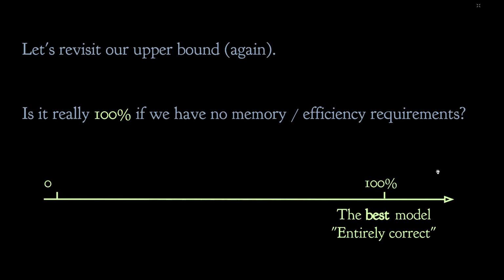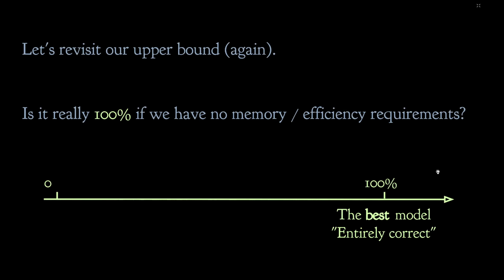So there's one other thing that I want to come back to here. Let's revisit that upper bound again. Imagine that we would have no memory or efficiency requirements, and we would just be able to keep the entire database, maybe in memory or some other way. Then the question becomes, is it really 100%? Is the upper bound really 100% if we have no requirements?